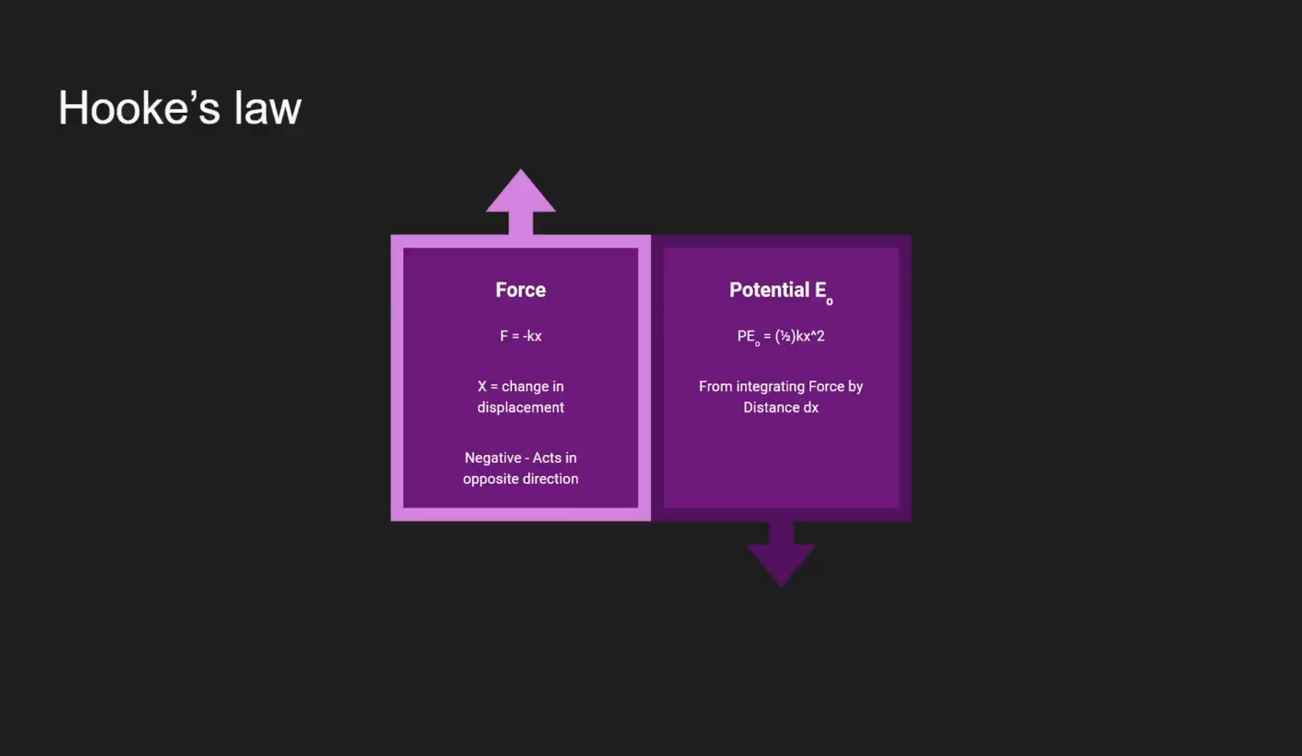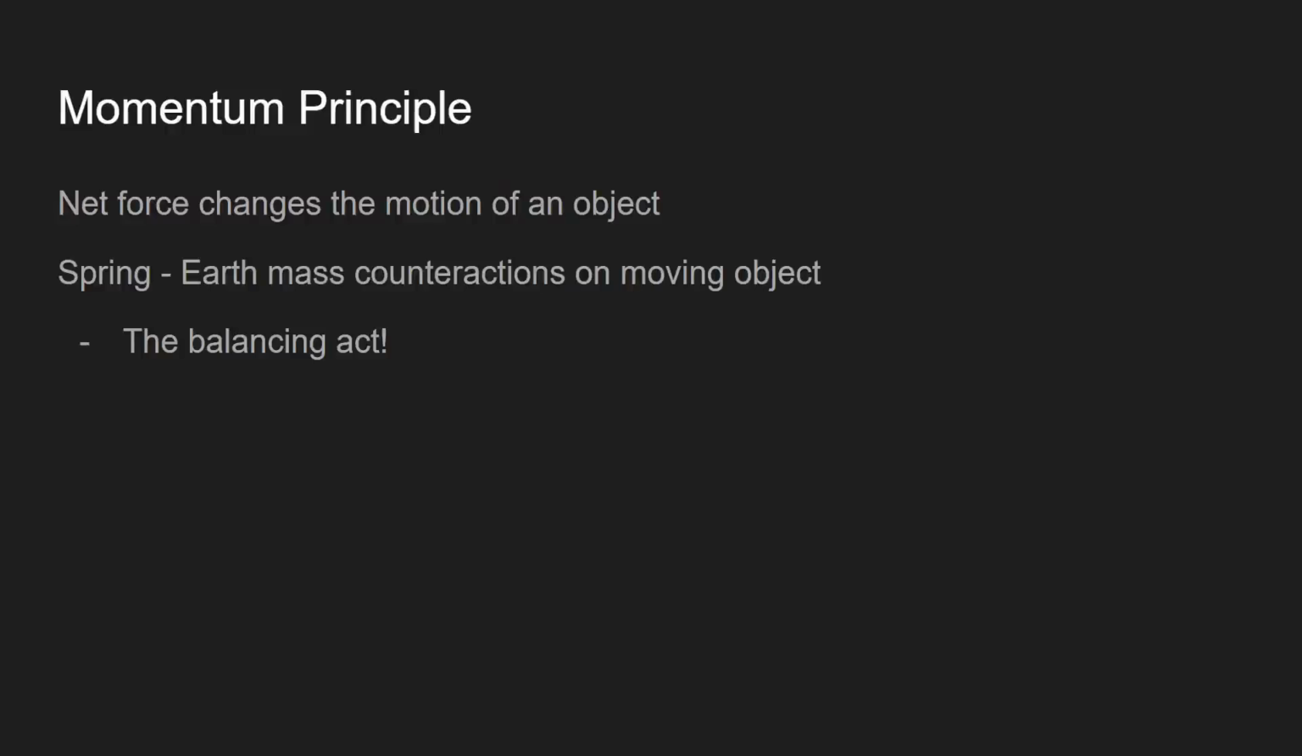When I do Hooke's law, it says that for any displacement, there's some kind of spring constant that's multiplied by it in the opposite direction of the force applied, and that's going to be my force. Potential energy is just the derivative dx of that distance that we're talking about, that x from before, and this one will just be the potential energy, which is, again, related to your energy principle. The momentum principle is the net force change of the object's motion. So, as we'll see from the spring and mass counteractions of the moving object, it'll look a lot like a balancing act between the momentum principle, spring, and the gravity.